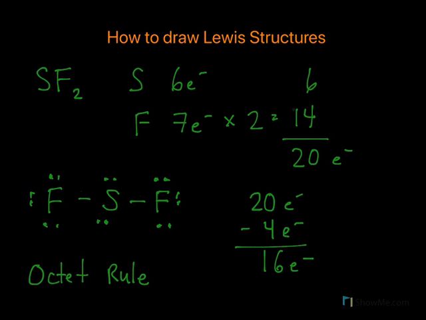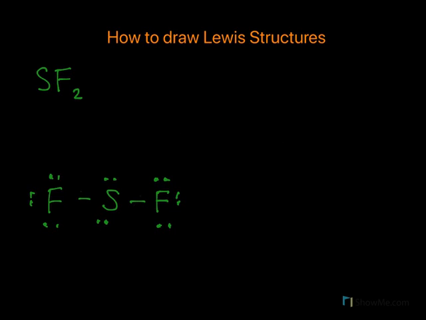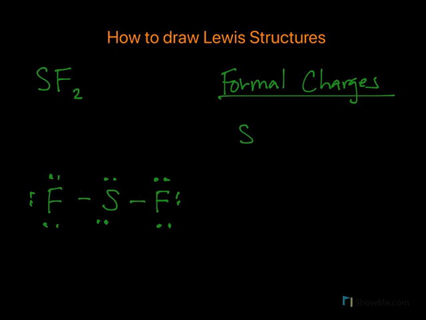But before we leave, we must look at the formal charges, because in the long run, when we do more difficult Lewis structures, we're going to have to do formal charges. So let's figure out the formal charges of this molecule right now. Okay, so this is how we do formal charges. Sulfur here has 6 valence electrons, and fluorine has 7 valence electrons.